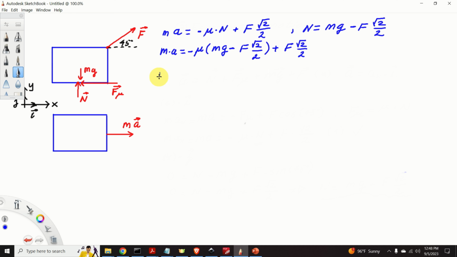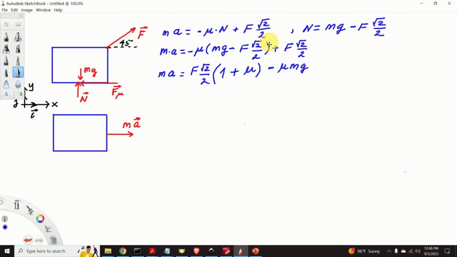And let's rearrange this equation. ma is obviously equal to, let's see what happens over here. I have F square root of 2 over 2, this term over here, and over here I have minus mu multiplying minus F square root of 2 over 2, and that's equal to plus mu F square root of 2 over 2. And I can group that term with this term, and as the result I obtain this term over here. I obtain 1 plus, let's see what do we have over here. We only have mu over here. And I have minus mu mg.